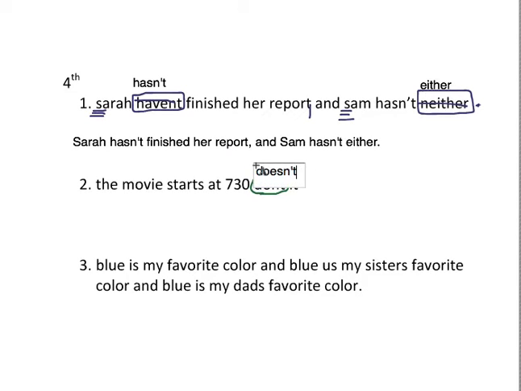So I'm going to add that in. It is a contraction, so I am going to add in doesn't. It's a contraction of does not. And that's another way you could always elongate your contractions, turn them back into the words that they were to see if that sounded right. Because if I put the movie starts at 7:30, do not it, that definitely is incorrect. But if I were to say the movie starts at 7:30, does it, that would sound correct.